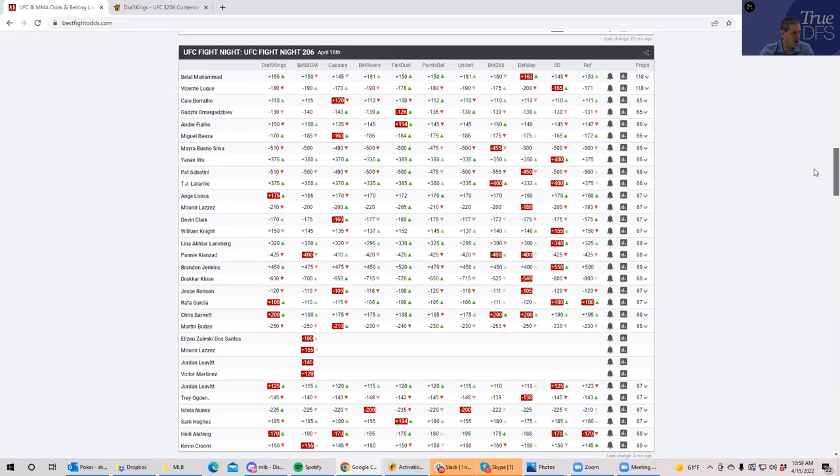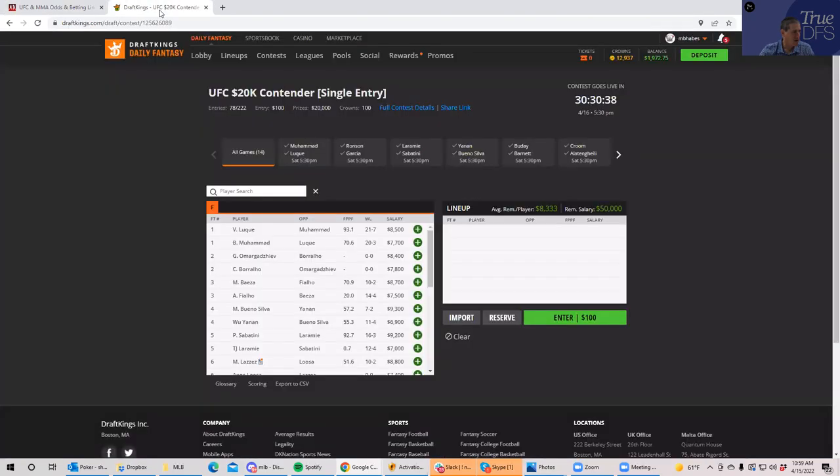So I want to start with the main event here. The main event, Luque up against Bilal Muhammad, this is always where you kind of have to start, because when you have five rounds to work with, it just provides an incredible floor. In addition, it raises the ceiling as well for some of these guys. So until DraftKings changes the algorithm to account for these five round fights, this is really where you have to start.